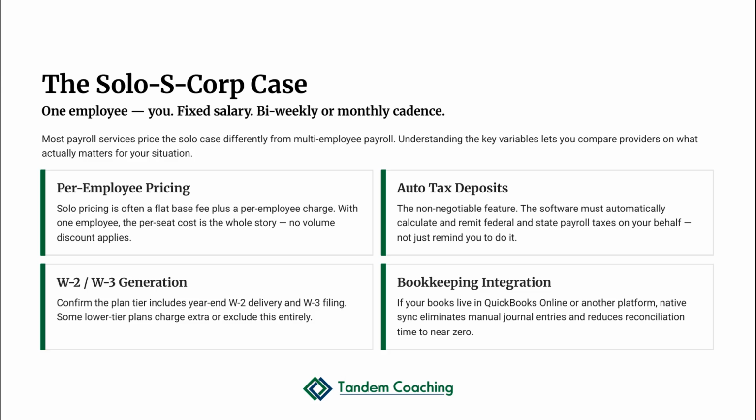The variables that differ across vendors are per employee pricing, automatic tax deposit and filing coverage, W-2 and W-3 generation, and integration with the bookkeeping software you've already chosen. Most vendors land within a narrow band on the solo case. The picks separate when you start to add complexity later.